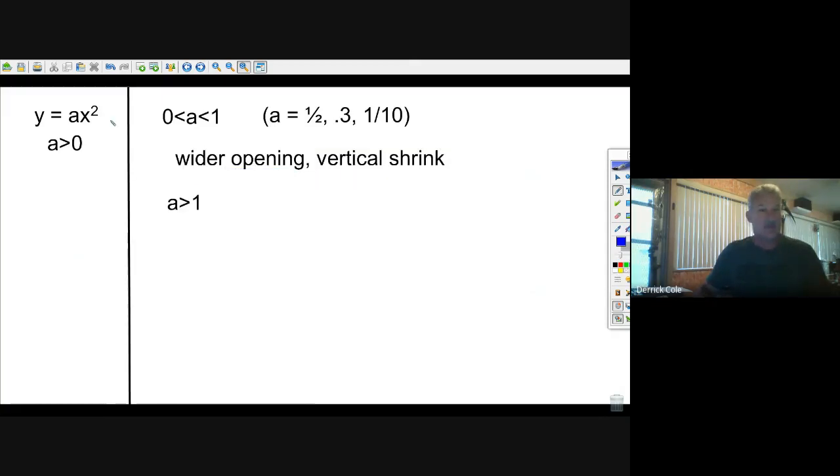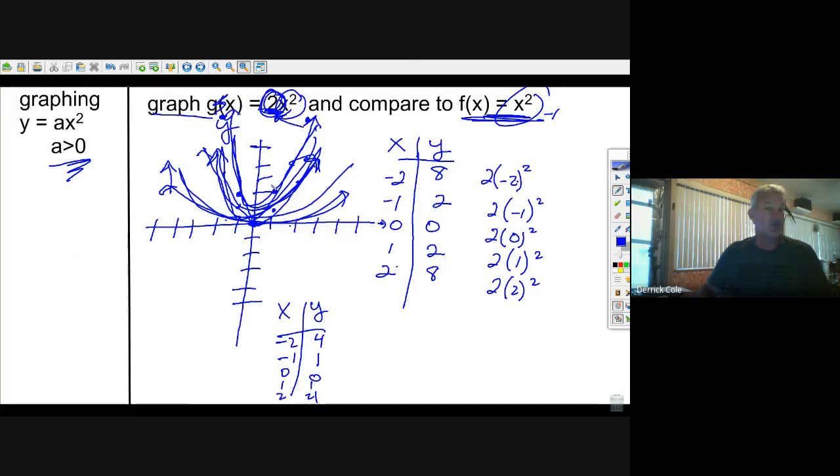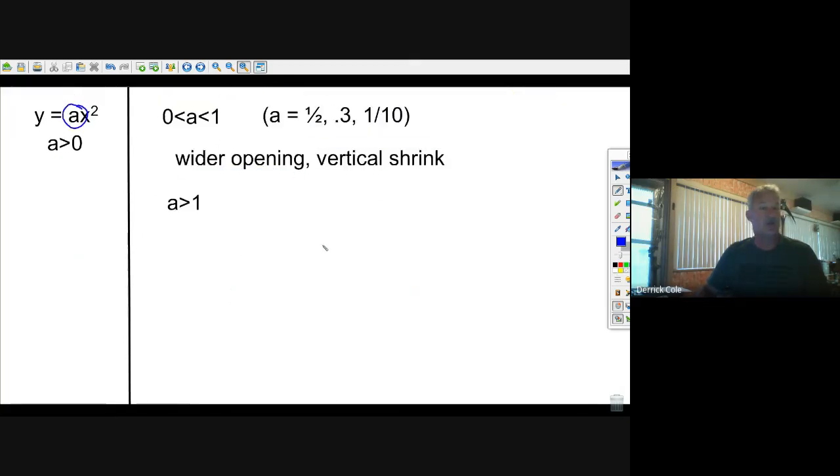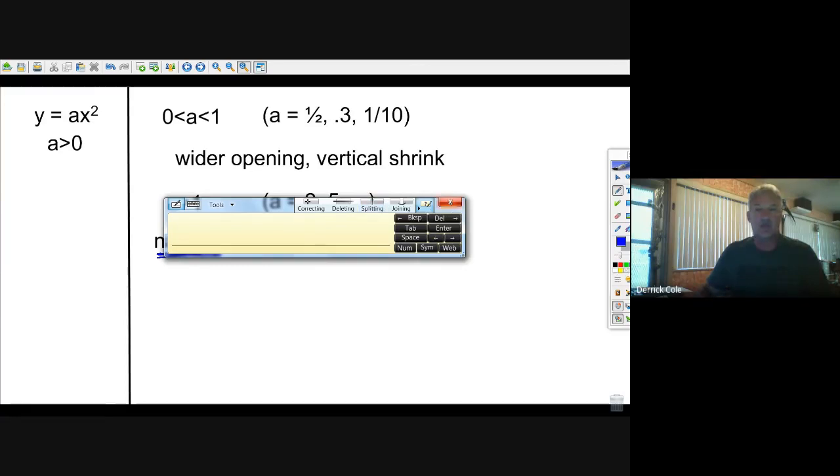All right, what happens when A is greater than 1? So this number here is like 2. All right, we put 2 here. What do you think is going to happen? 5, 10, 100, whatever. Something greater than 1, even 1.5. Then it's narrow. It's going to be a narrow opening, okay?